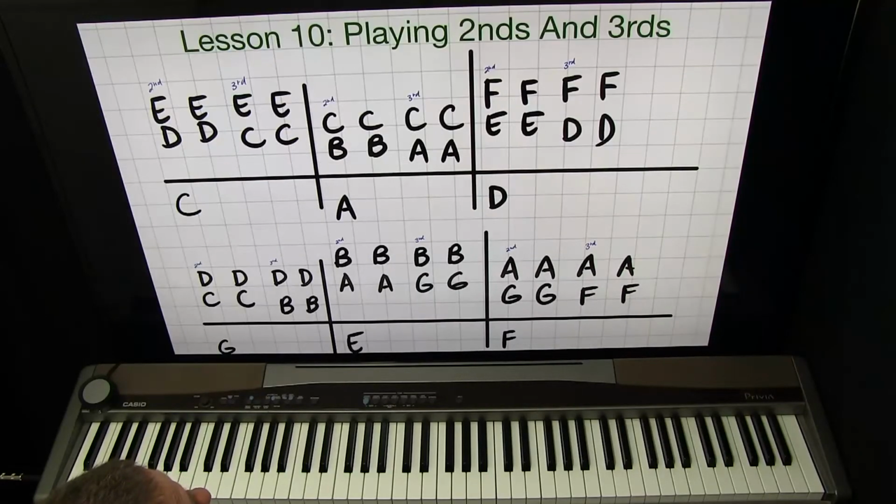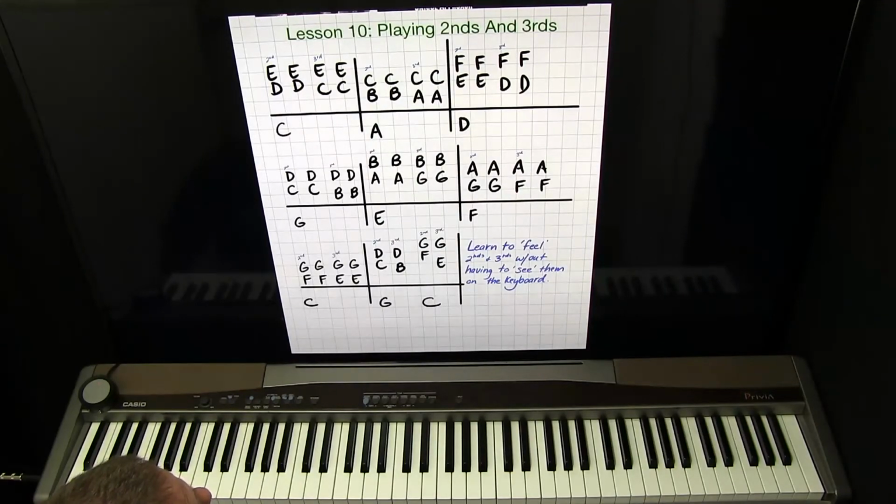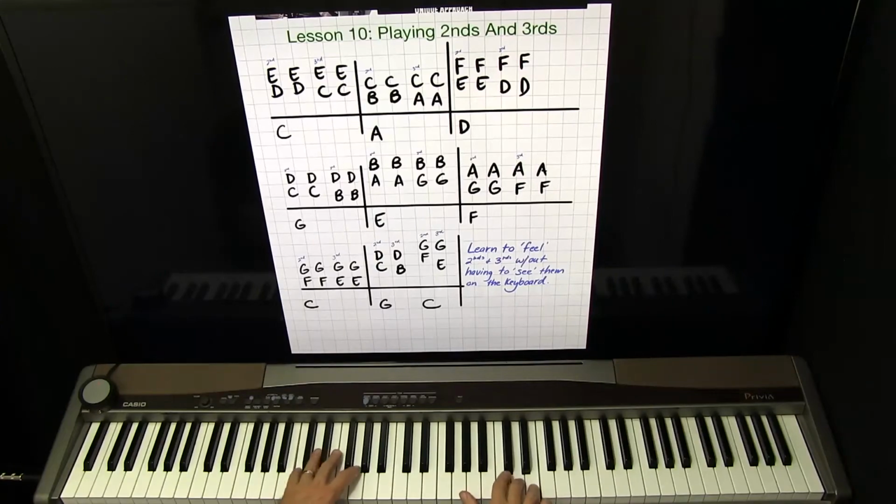I think I'll get it smaller so that you can see it. It'll be small on the screen, but at least we can see all of it together. Here we go. I'm going to play the right hand up here.